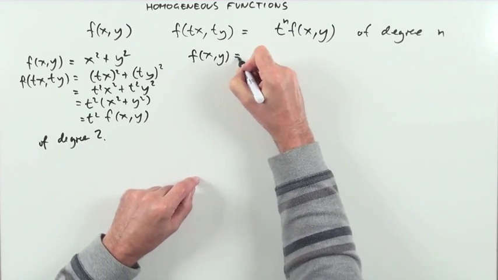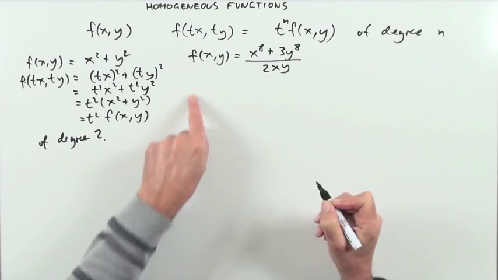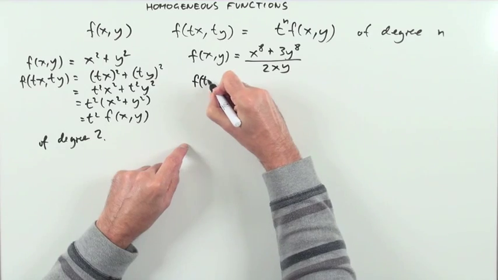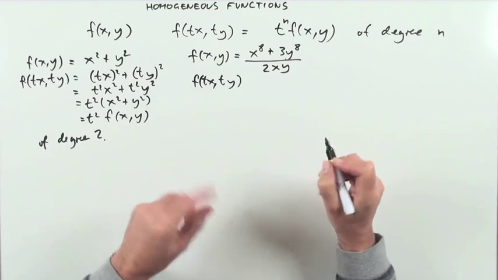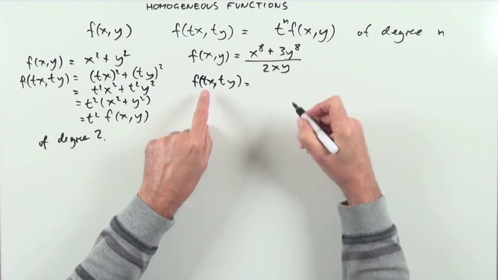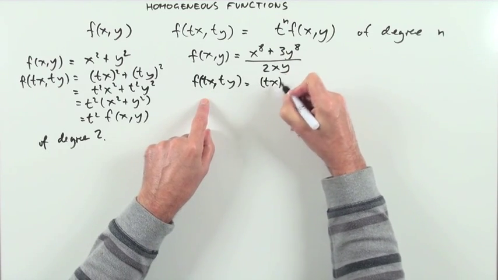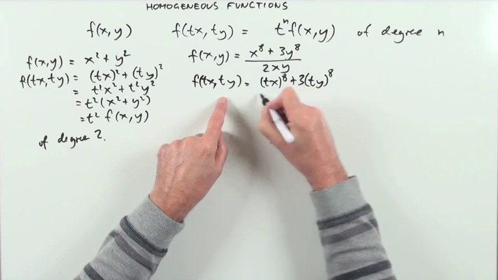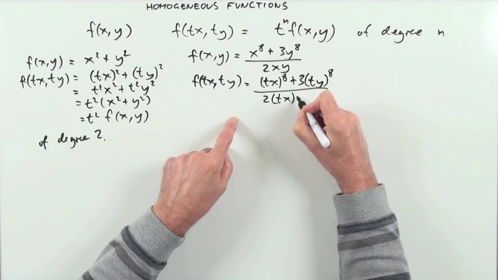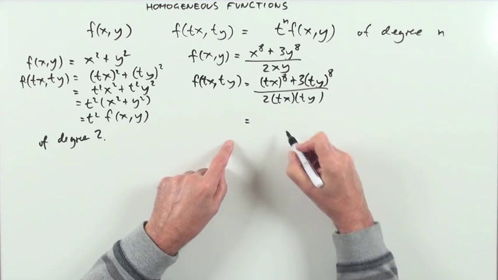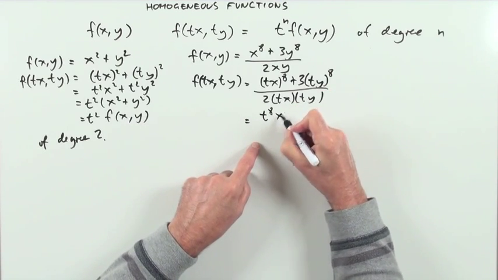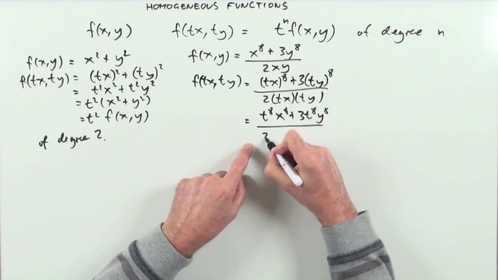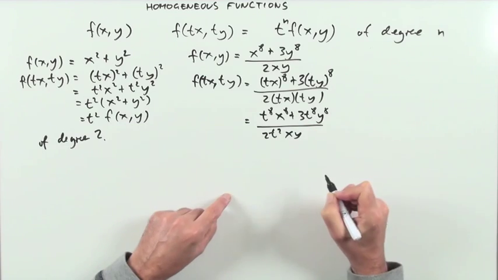Another one. This one here. Is this homogeneous? Well, let's have a try at it then. So if I multiply each of the variables by the same constant t, what would happen? Well, this says I'm going to do power 8 of the x and 3 times power 8 of the y over 2 times t times the x, t times the y. So taking that out, I've got t to the 8, x to the 8, 3t to the 8, y to the 8 over 2t squared xy.